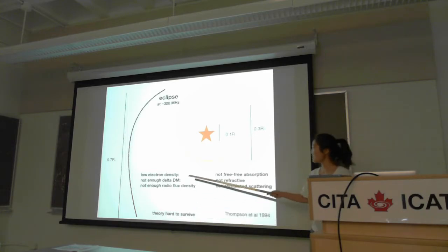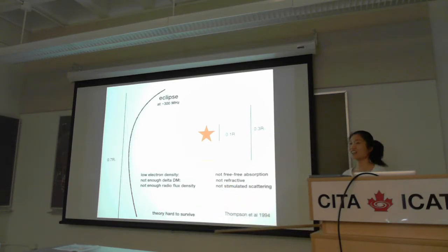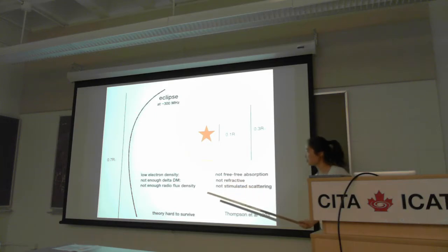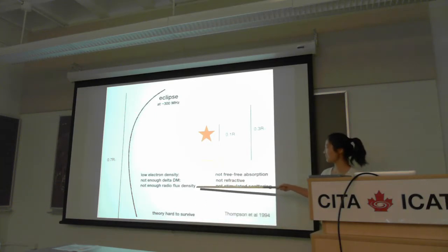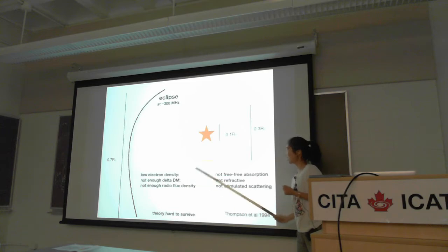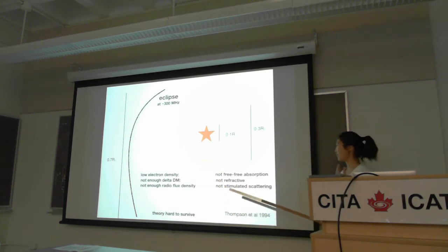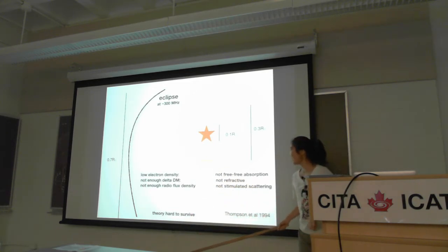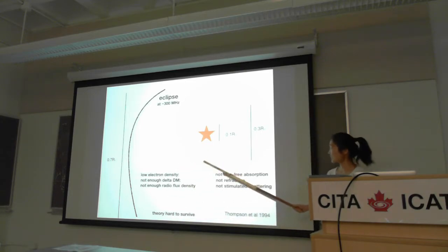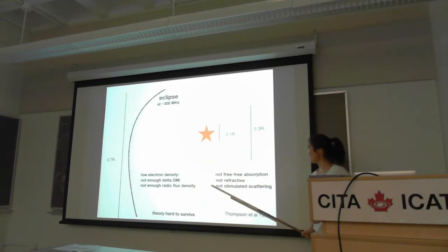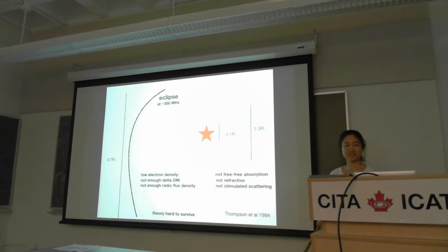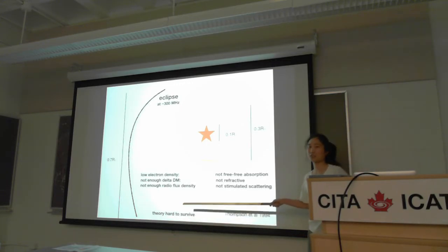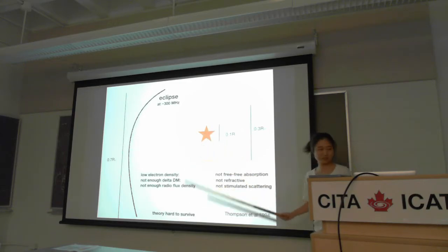Because electron density is low, it's not likely to have strong free-free absorption, and because the DM variation is not large enough, the refractive eclipse is hard to explain. Also the radio flux density is not high enough in that situation, so the stimulated scattering is not as strong. So thanks to Chris' work, we realized 20 years ago that it is really hard for a theory to explain the eclipse happening in this system.